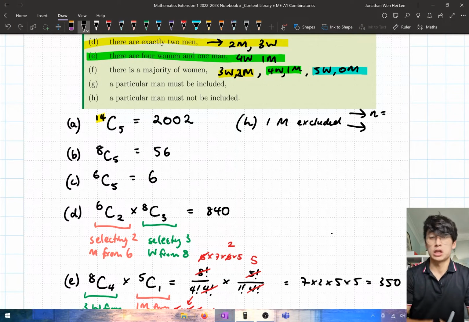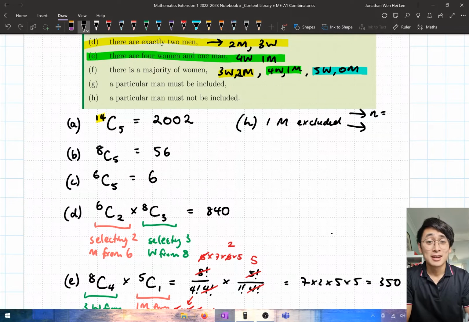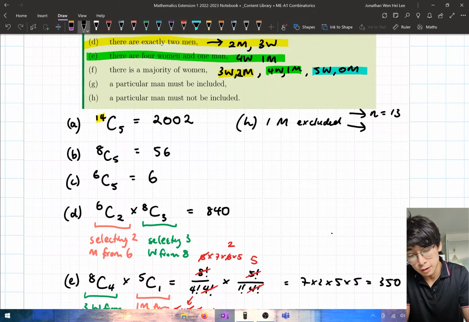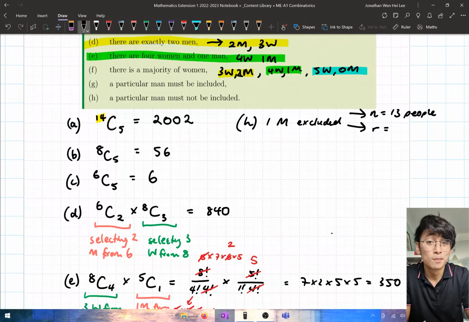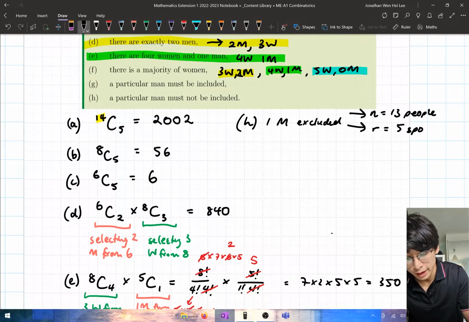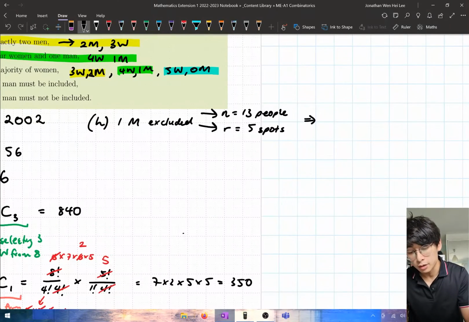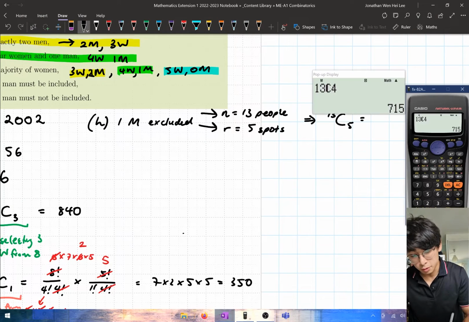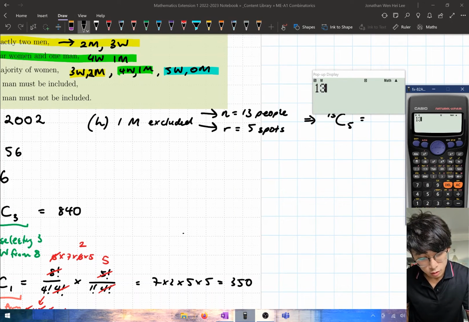Originally there were 14. If we exclude this one particular man, that means there's one less person that we're choosing from. So here, like the previous example, there are 13 people that we are selecting from. How about the number of spots? If this one man is to be excluded, that doesn't affect the number of spots. He's not being put into the committee already, so there are still 5 possible spots to select. Putting this all together, we want 13 choose 5. So I'm going to put this in my calculator, 13 choose 5.